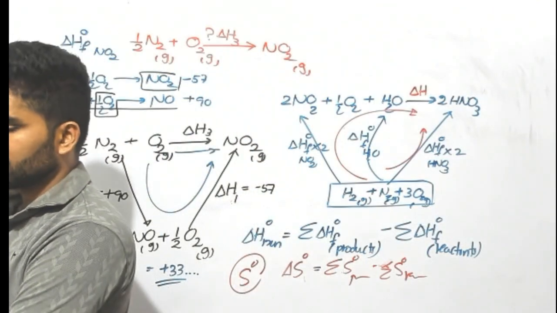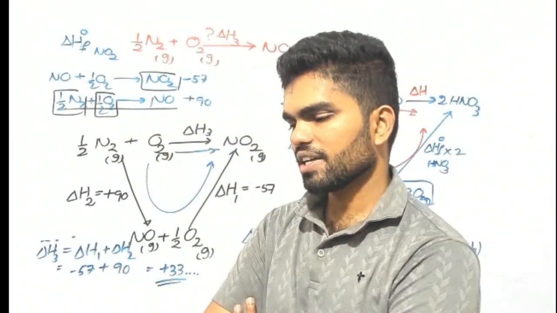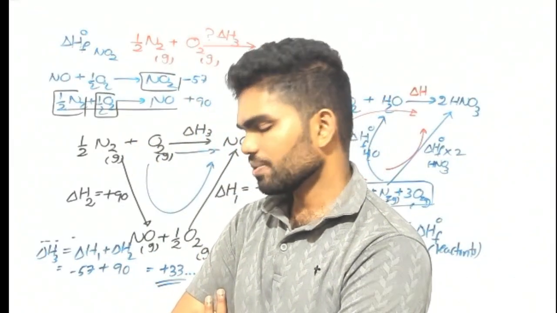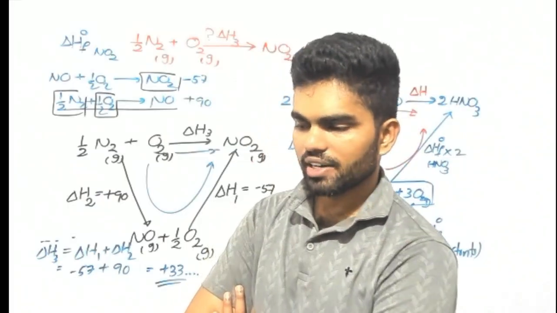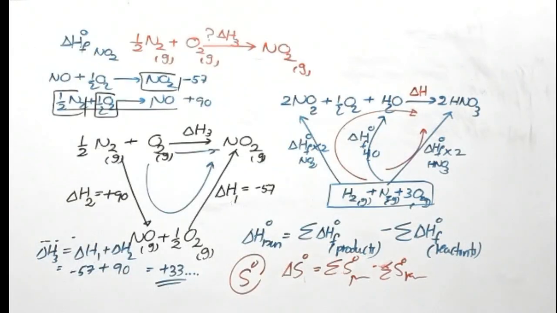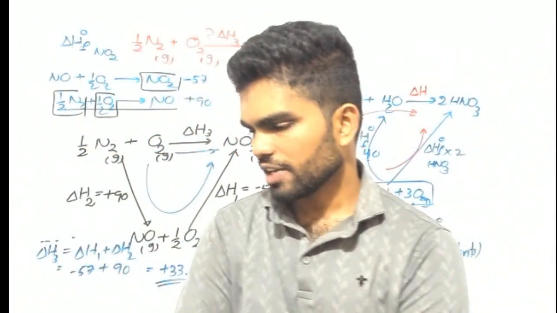I cut marks, I didn't give marks to anyone who wrote it without the note. Just writing delta G equals delta H minus T delta S gets no marks. You should put that naught sign, because these values are standard values. So we are applying the standard equation to find the answer. Okay, I hope it is clear.